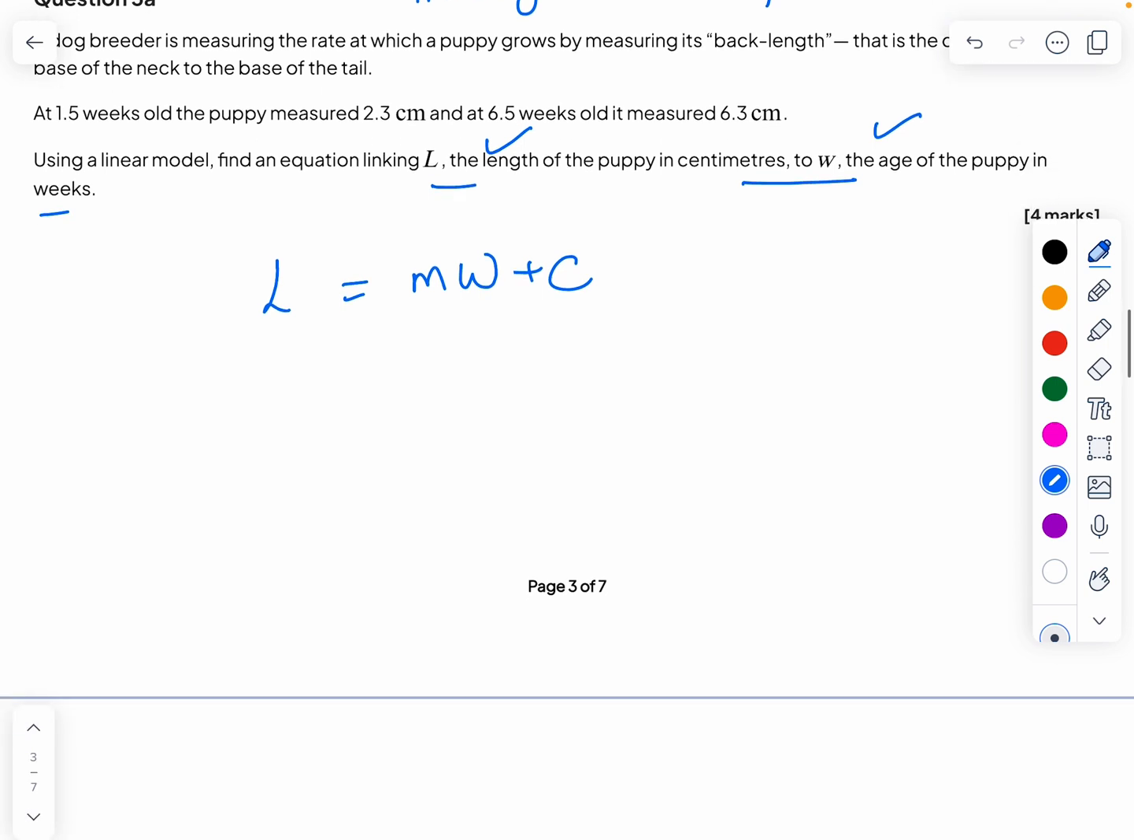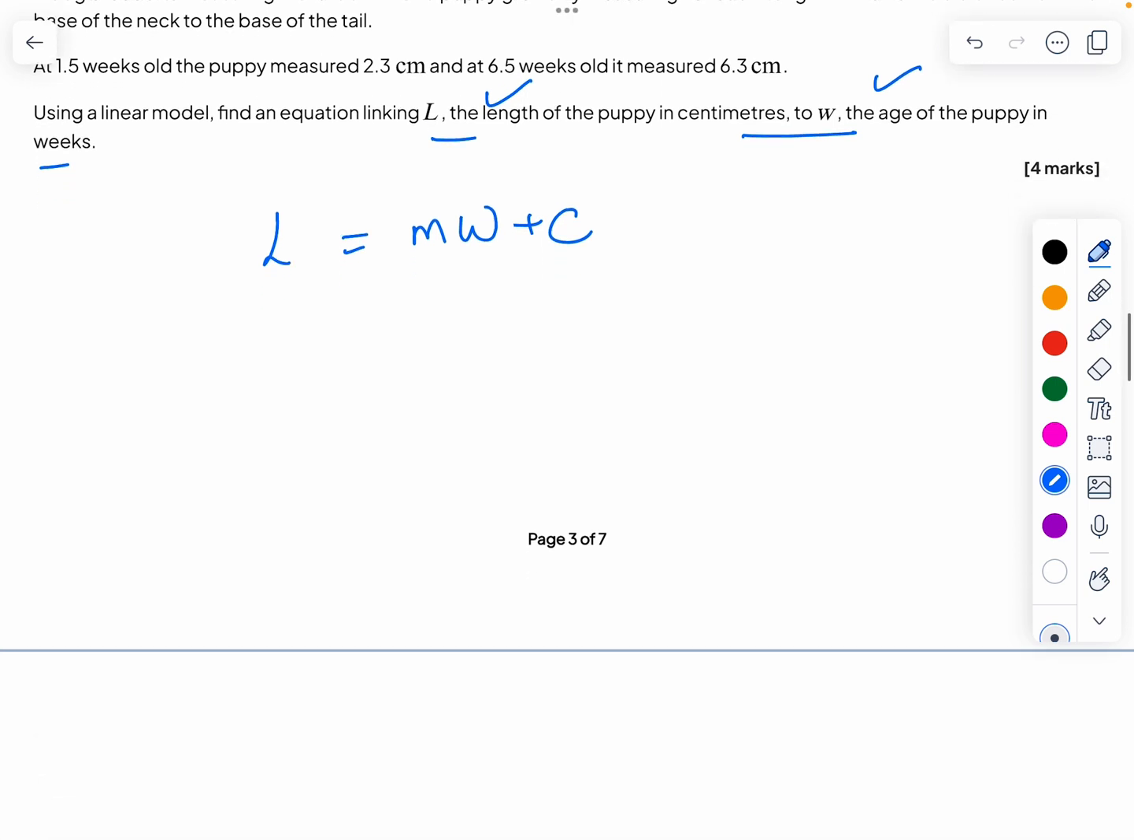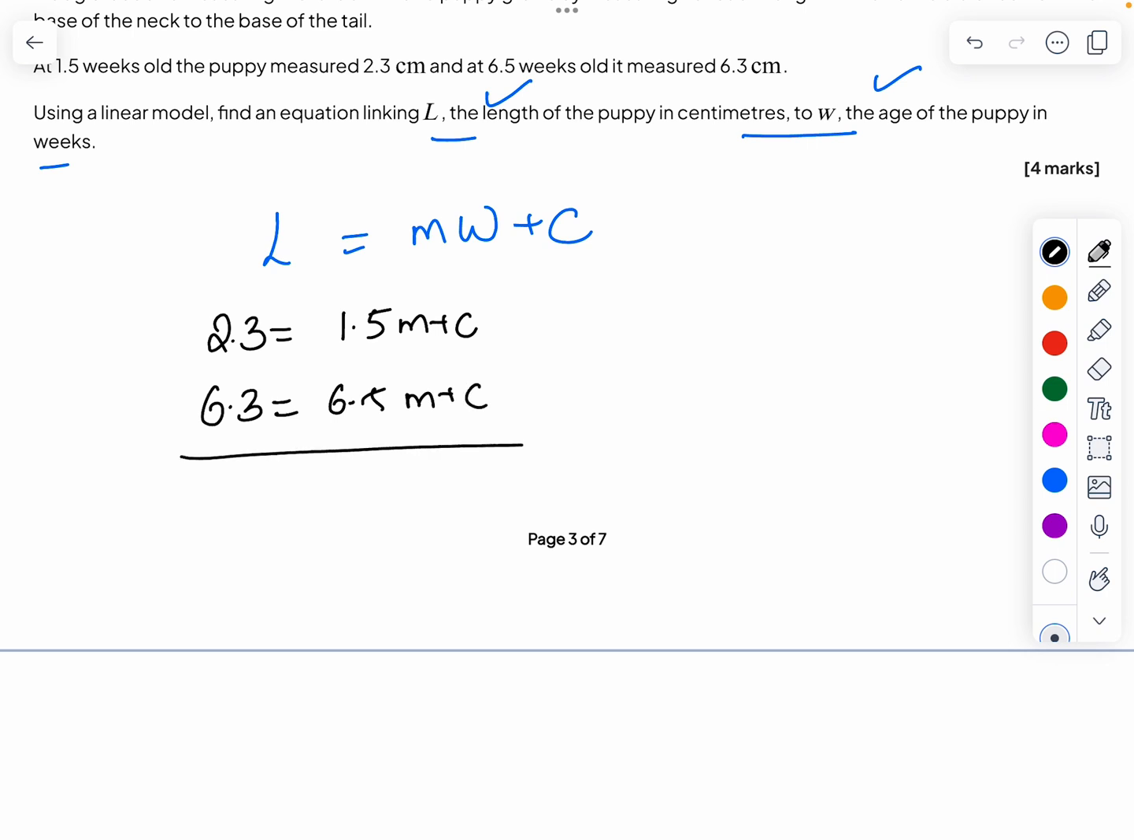Now, what am I going to do? 2.3 centimeters. At how much age? 1.5. So 1.5 M plus C. Next time it is 6.3 at age 6.5, so 6.5 M plus C. Now try to simplify it or subtract. So negative 4 equals negative 5M. M equals 4 upon 5.